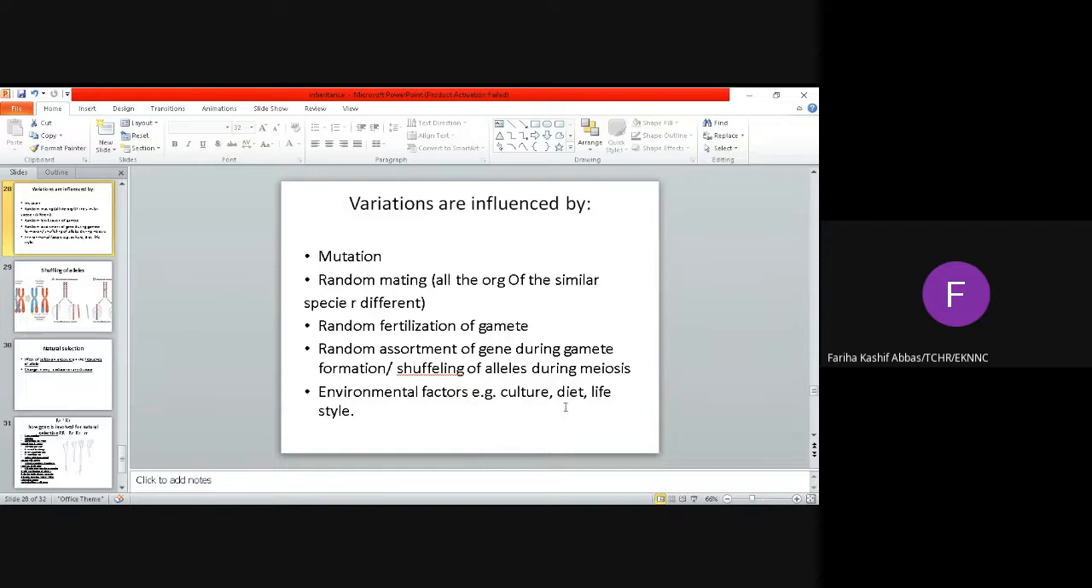If I have the gene for good complexion, but even then I don't have good complexion because of my lifestyle. I work in the sun, I am a laborer, so how can my skin stay good? So it all depends upon the environment. The environment also causes variation. Clear? Did you understand this point? Okay? Hello? Yes. Okay.